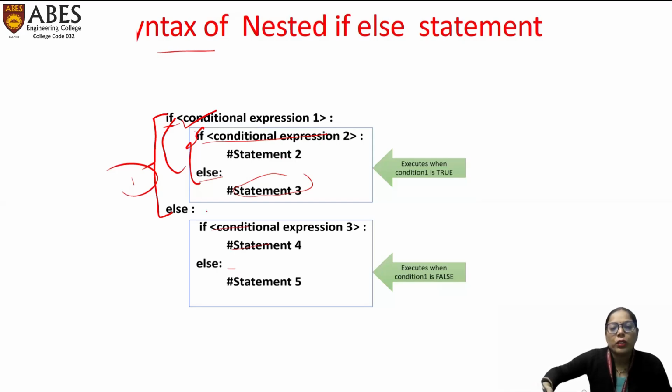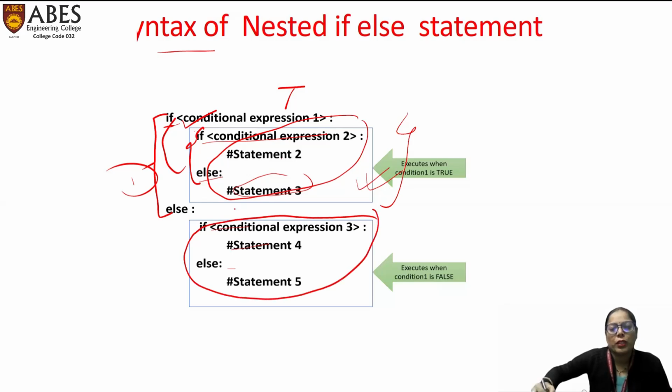Now how does it actually work? What is the way of working? This part will be executed when your condition is true. But when the if condition is false, this else part will be executed, and inside the else part there is another if-else statement. So this is the syntax of the nested if-else statement.